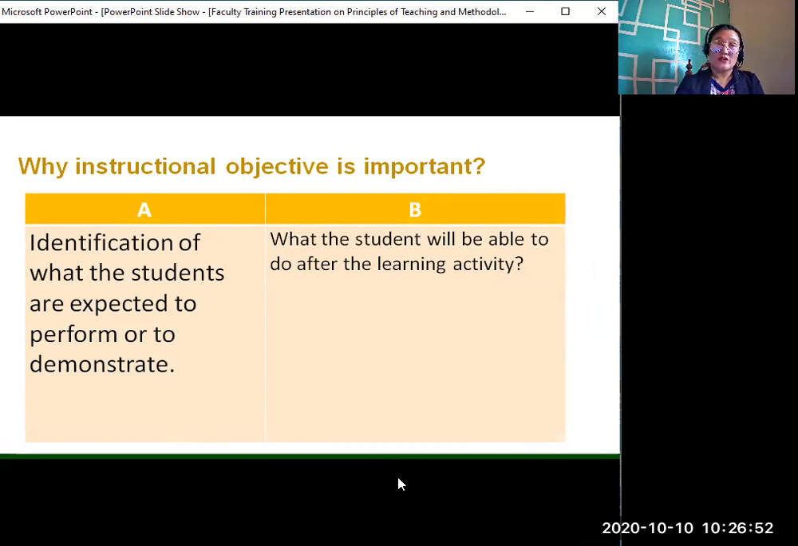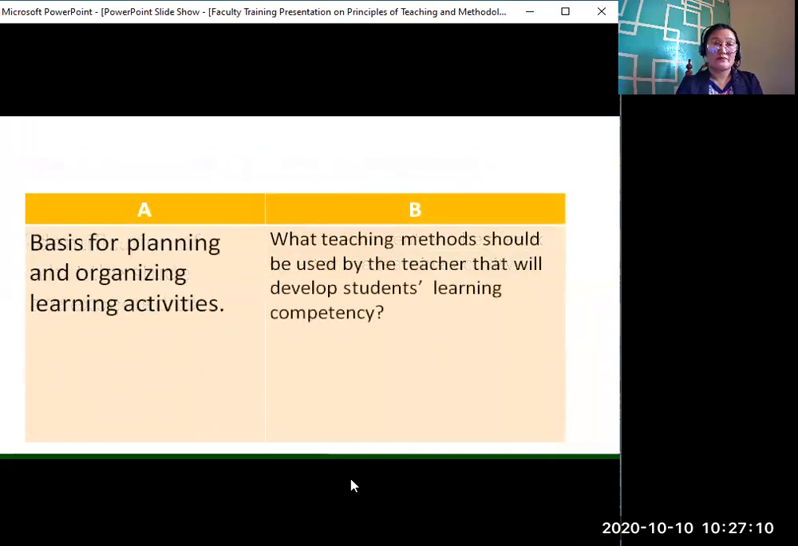An instructional objective is also important because it helps us facilitate the identification of what the students are expected to perform or to demonstrate. Hence, it answers the question: what will the student be able to do after the learning activity? It is also used as a basis for planning and organizing learning activities.